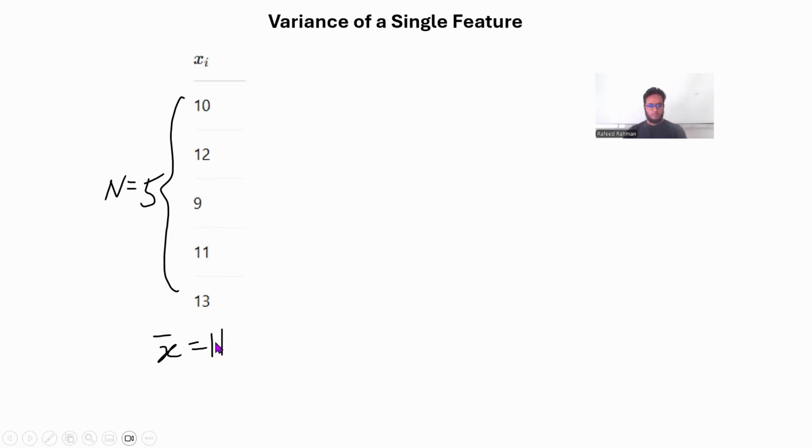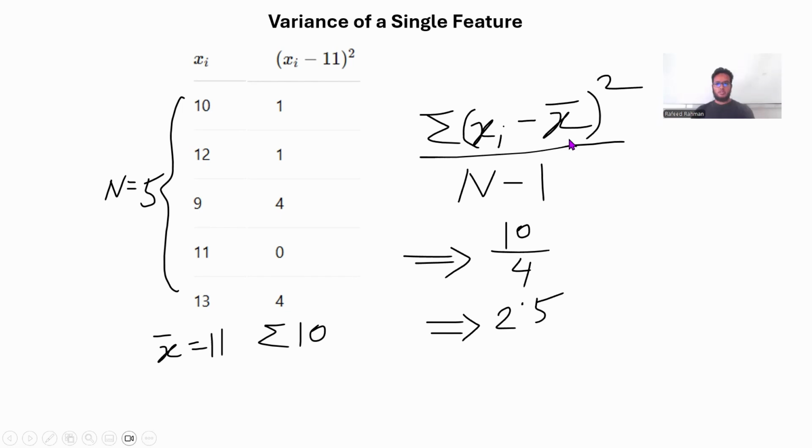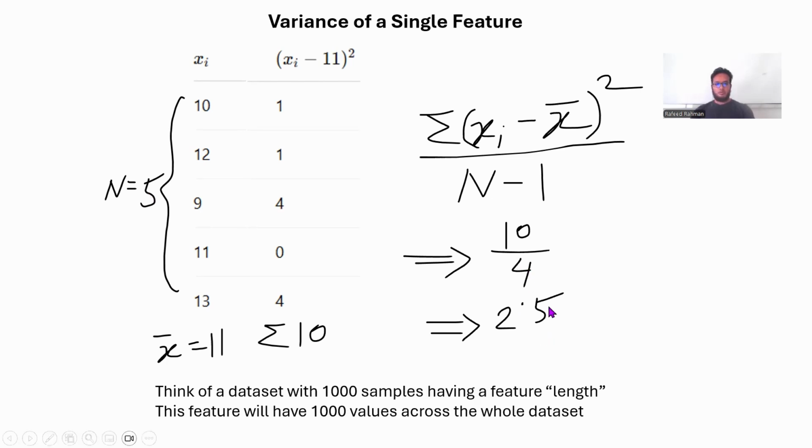The mean here is 11. Now you can calculate (xi minus x bar) whole square for each case, and you can sum them up, which is 10 right here. Then you can actually calculate this formula. This is the formula for variance calculation of a single feature. So the summation of (xi minus x bar) whole square is 10 right here, and n minus 1 is basically 5 minus 1 equal to 4. So the variance is 2.5. So this is how we calculate the variance.